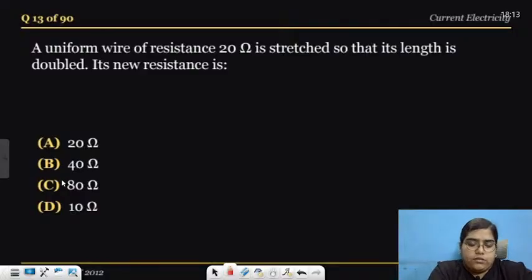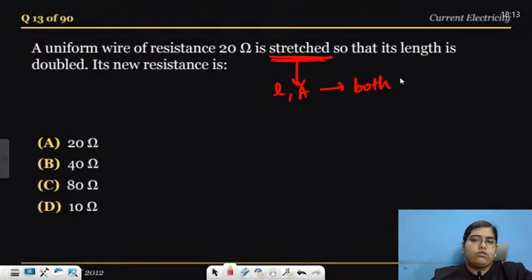Moving forward to the next question. You have a uniform wire of resistance 20 ohm. It is stretched. Yesterday we also did a similar question. Whenever the wire is stretched, length and area both will change. You can keep these short tips and tricks. Whenever you see a particular word, you have to remember these things. You can write these in your formula notebook. Both change whenever we use the word stretched.